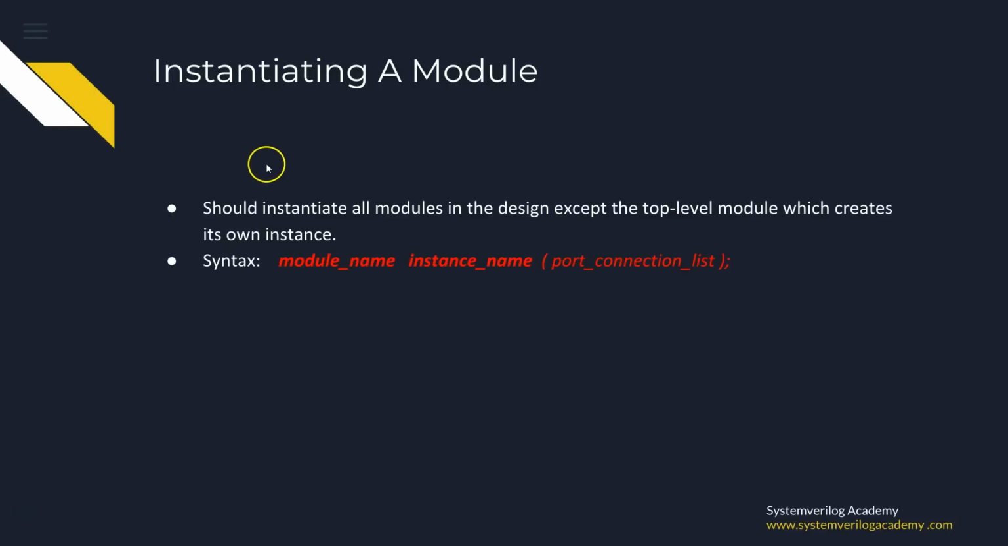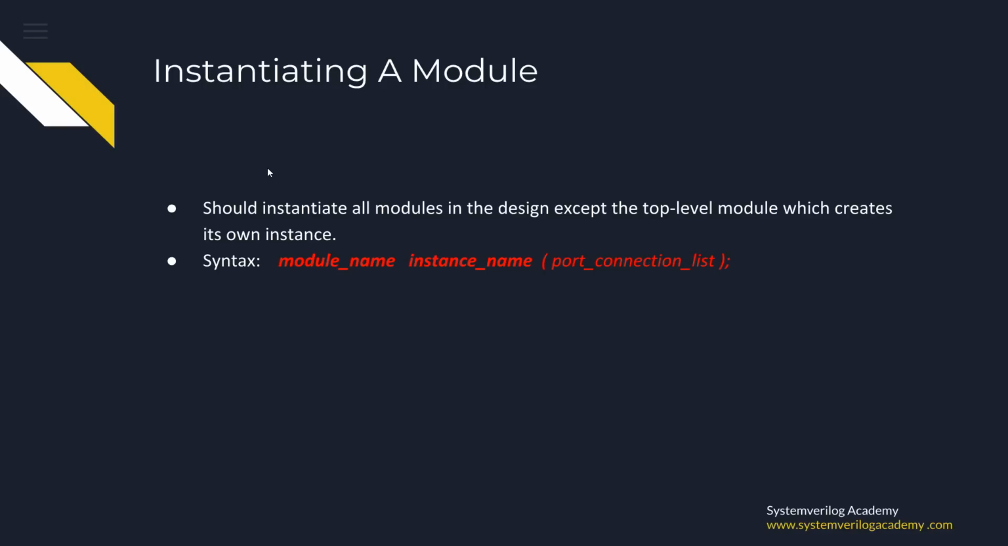Instantiating a module. You have learned how to write a module in previous sessions. By writing a module, you are just creating a template of it, and in order to get the effect of that in your simulation and synthesis, you need to create an instance of that module. Every module in your program should be instantiated in some other module, except the top-level module.